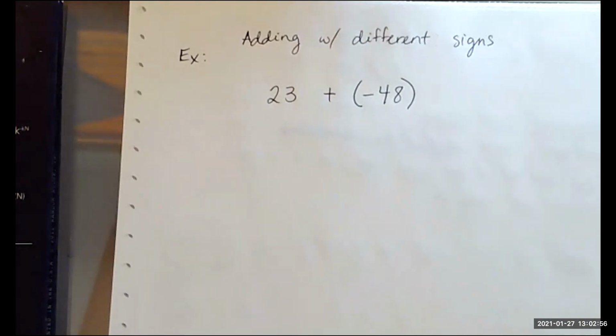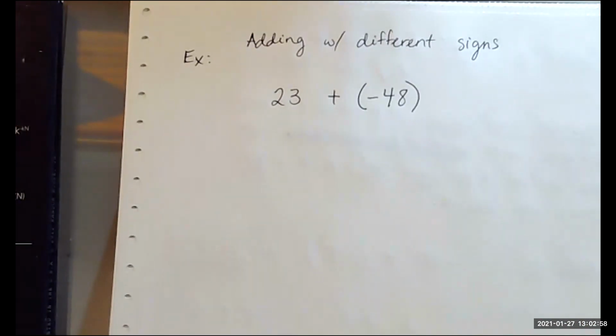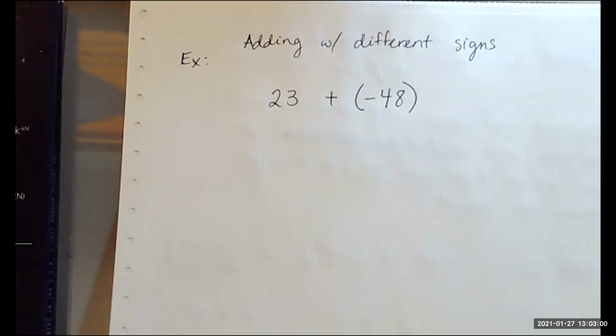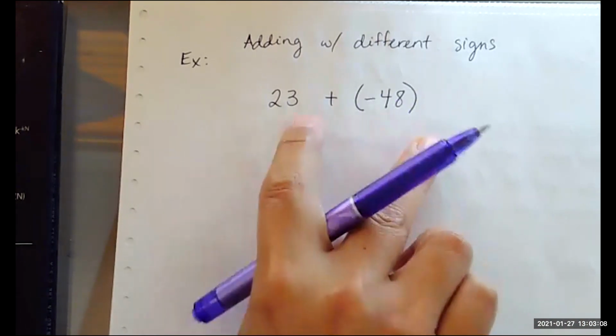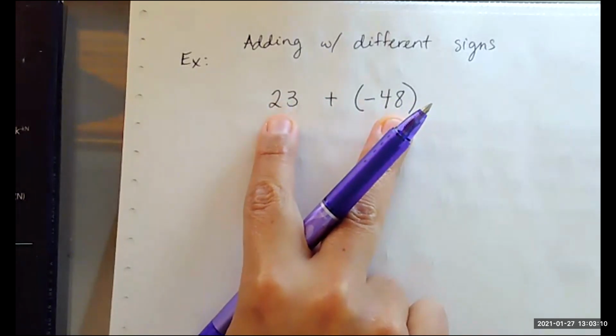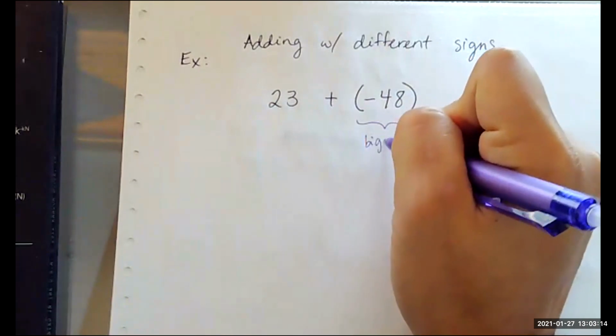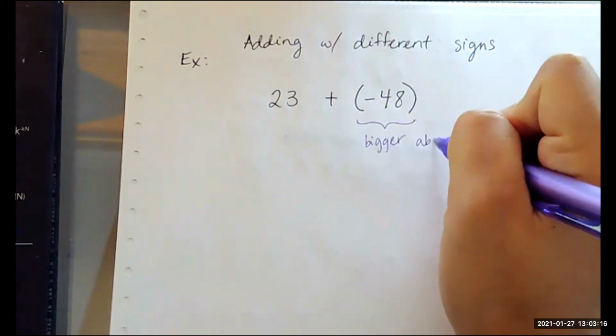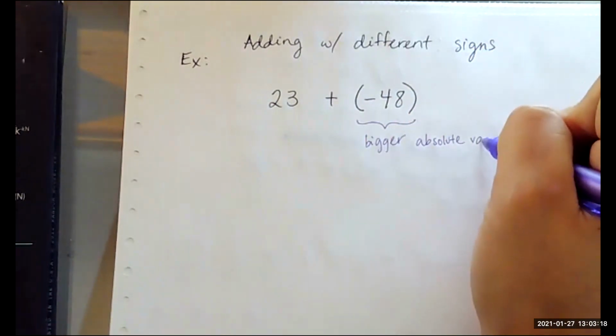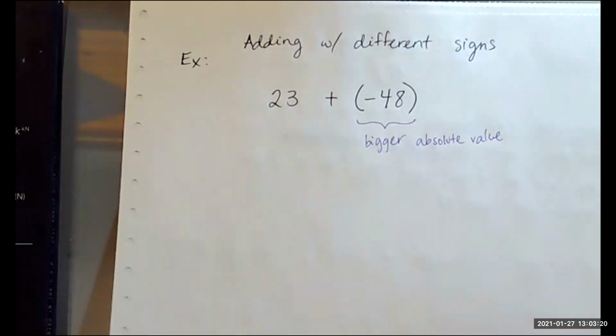Mathematicians would say technically negative 48 is a smaller number, but as a rule of thumb, you just look at the number and ignore the sign. Which one is bigger? This one has 48. So you would take the bigger absolute value, so you'd be taking the bigger number's sign, basically.